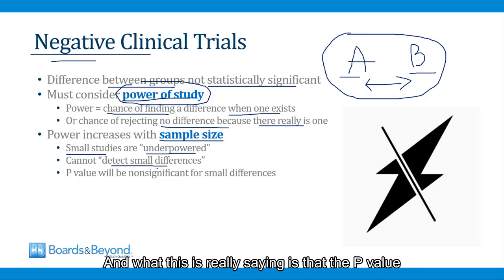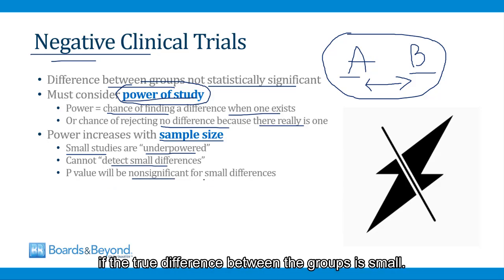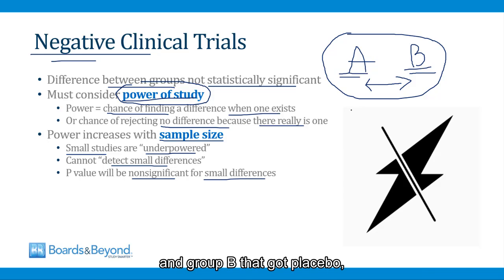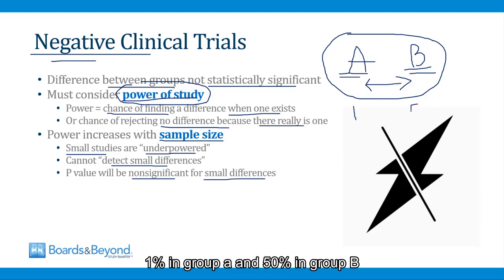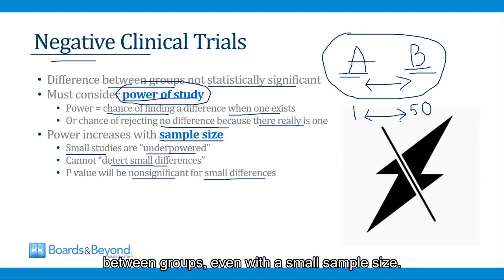And what this is really saying is that the p-value is going to be non-significant if the true difference between the groups is small. So going back to our example of Group A that got the drug and Group B that got placebo, well, if the difference in mortality between the groups was huge, like for example 1% in Group A and 50% in Group B, then we could find a statistically significant difference between groups even with a small sample size.